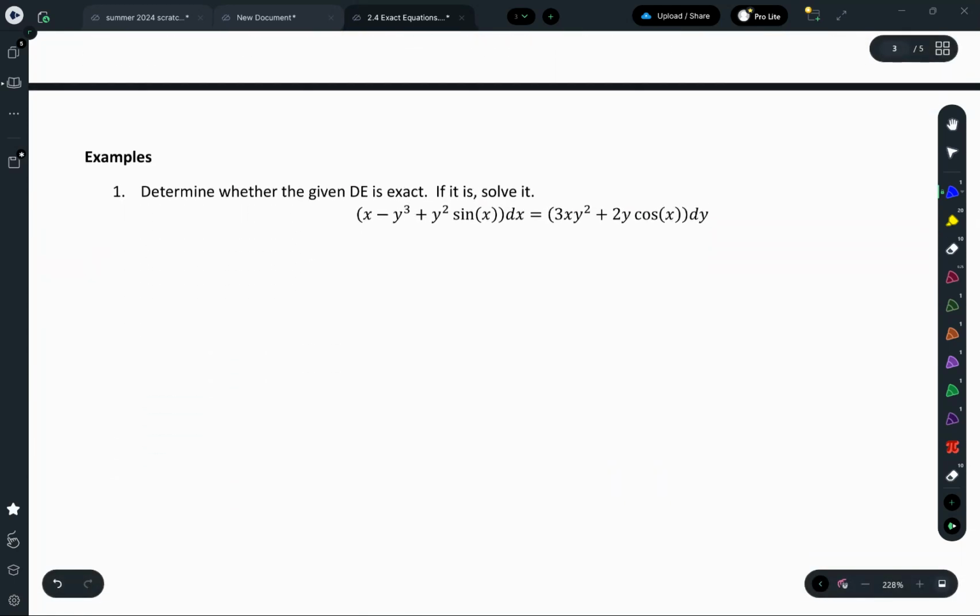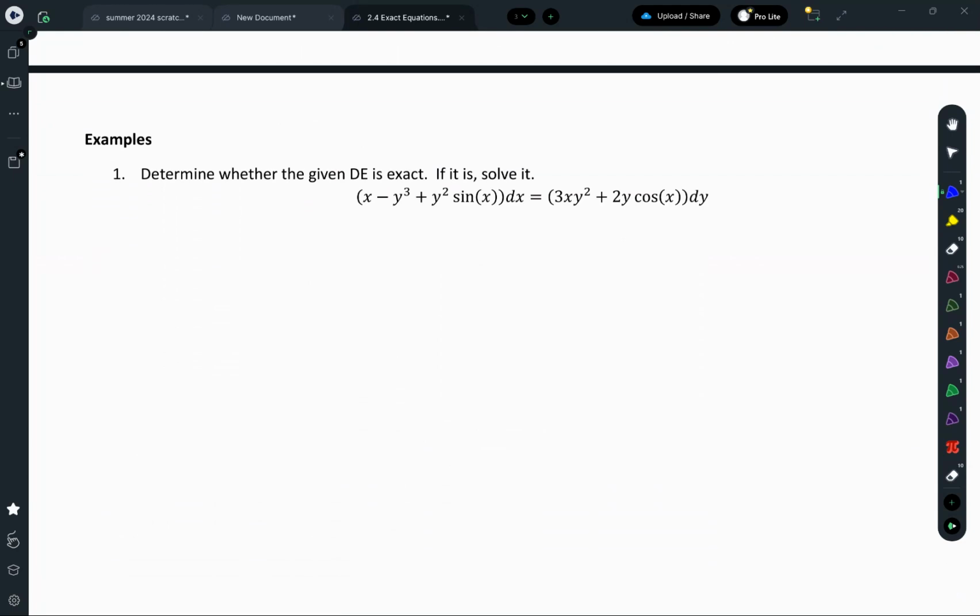So here's some examples. Let's get started. Determine whether the given DE is exact. If it is, solve it. We have, in parentheses, x minus y cubed plus y squared sine of x, all dx, is equal to, in parentheses, 3xy squared plus 2y cosine of x, all times a dy. The first thing is to get into the differential form.